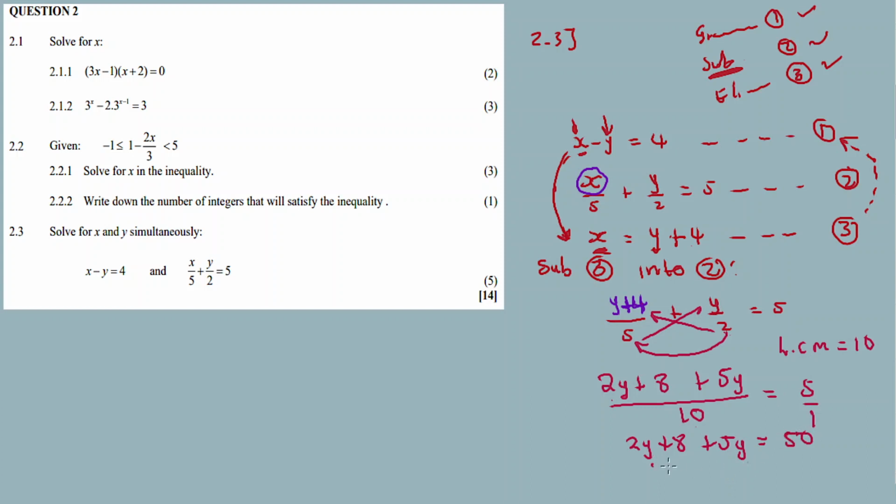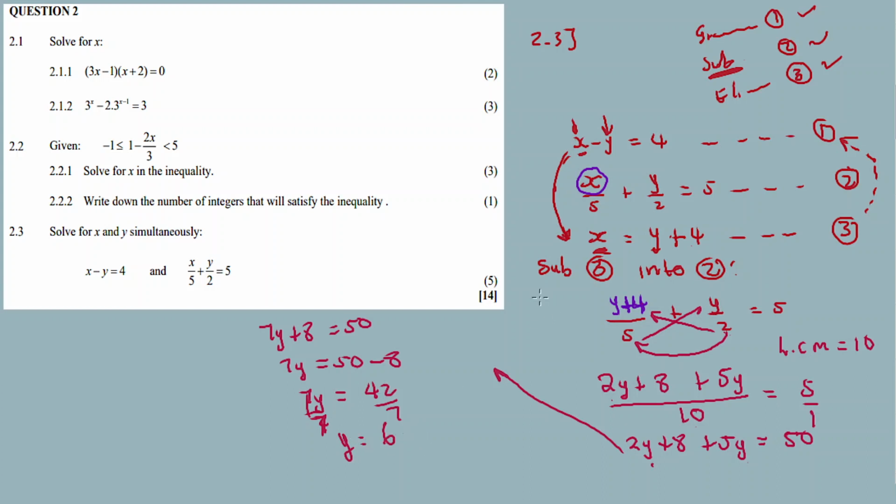Then we solve for y. But first, collect like terms. 2y plus 5y, that is 7y, plus 8 is equal to 50. 7y equals 50 minus 8, 7y is equal to 42, divided by 7, so y will be 6.